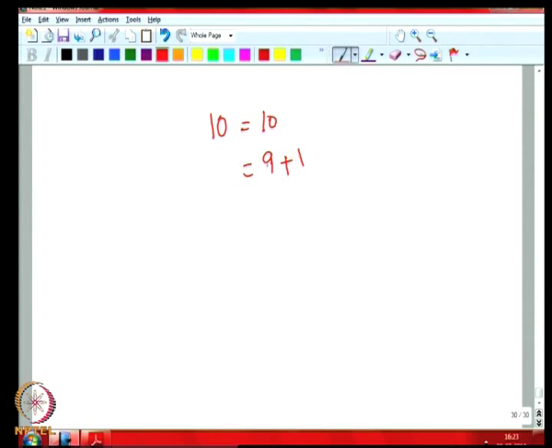Here all parts are distinct, 9 and 1. It can be written as 8 plus 2. All parts are distinct here. It can be written as 7 plus 3. All parts are distinct here. It can be written as 6 plus 4. All parts are distinct here. It can be written as 5 plus 5, but the parts are not distinct here, 5 and 5, right. So this is not a partition where all parts are distinct.